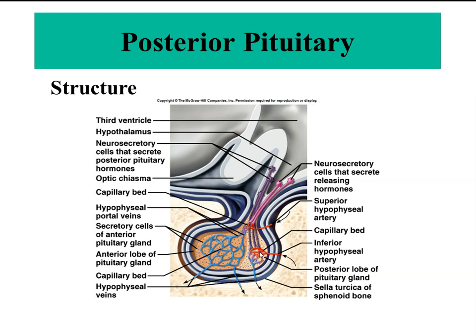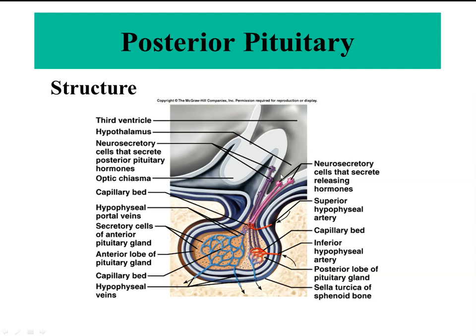So the secretory cells are at the end of axons. Remember, okay, see, these would be the soma, or the cell body. Here's the axon, and then the axon terminal, or the synaptic knobs of these neurons. So the posterior pituitary acts from nervous stimulation from the hypothalamus. So the nerve fibers run from the hypothalamus down into the posterior pituitary.